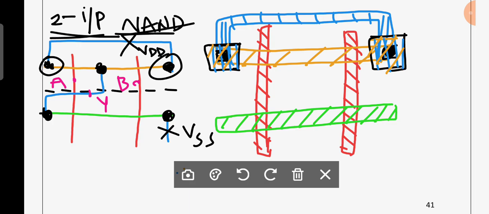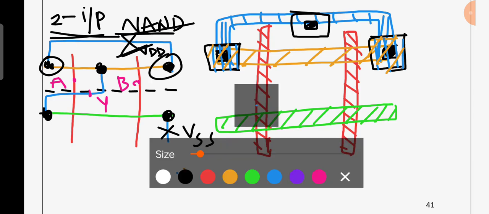But don't forget, here we are having a VDD. Therefore here I have to take a contact area. I have to represent a metal, and I have to take N diffusion. That is an important point.